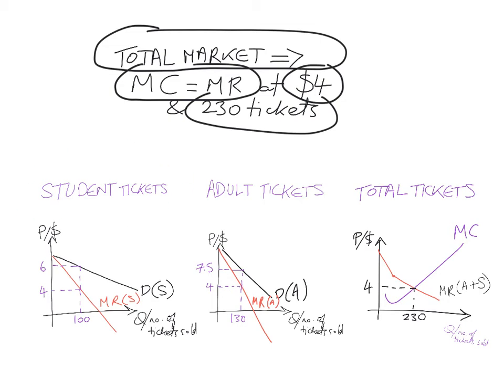students. Now you'll notice the marginal revenue curve here is a little bit kinked, and that's because it is a combination of both demand curves, the inelastic part from the adults at higher prices, and then it becomes more elastic at lower prices. So it's kind of a kinked marginal revenue curve.